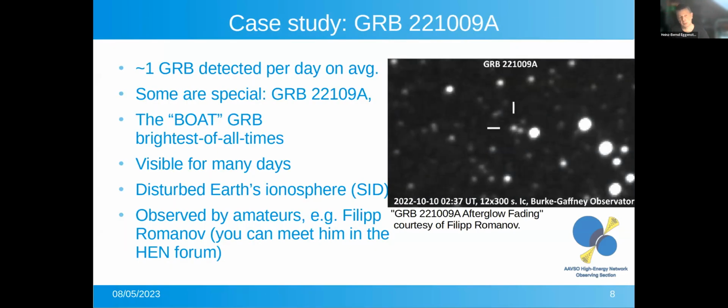And sometimes gamma ray bursts are really special. I mean, usually an average of one is detected per day, but there was, for example, gamma ray burst 221009A, which happened about a year ago, and which got the nickname BOAT, brightest of all times. The afterglow was visible for many days, actually. It was so strong, the gamma ray part of it, that it actually disturbed Earth's ionosphere a bit. And this got observed by also AAVSO observers like Philip Romanov. And here you can see an animation of some frames he took over the course of many days.